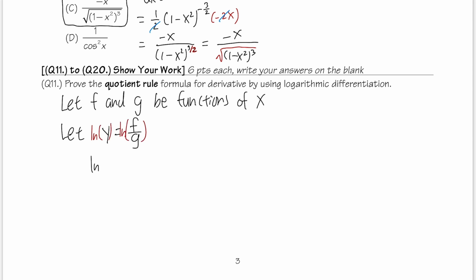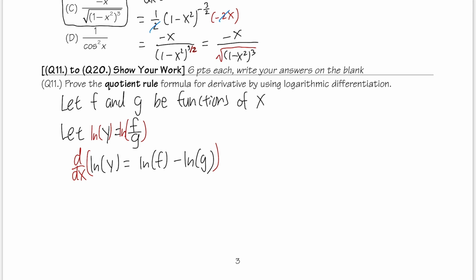This tells us ln y will be ln of f over g, that's just ln f minus ln g. As you can see, when we do this, we don't have to deal with the quotient anymore. Now we will take the derivative with respect to x. And keep in mind though, f and g are functions of x, and y is equal to f over g, so y is also a function of x.